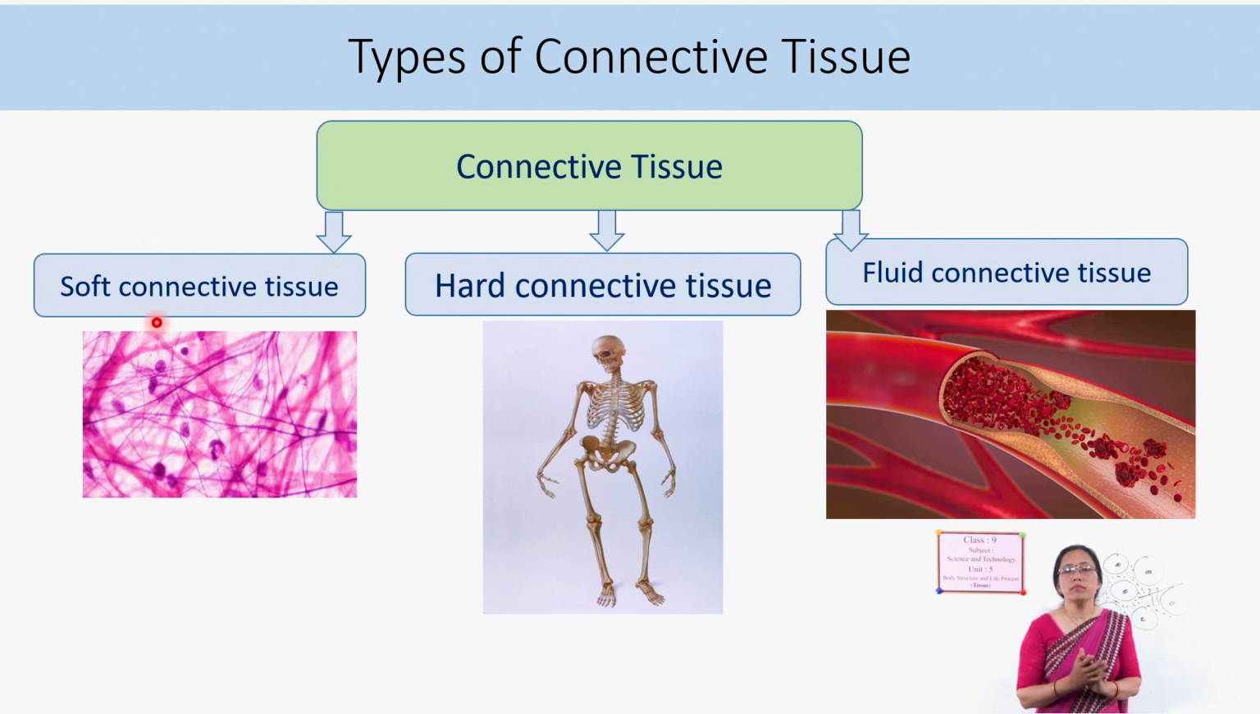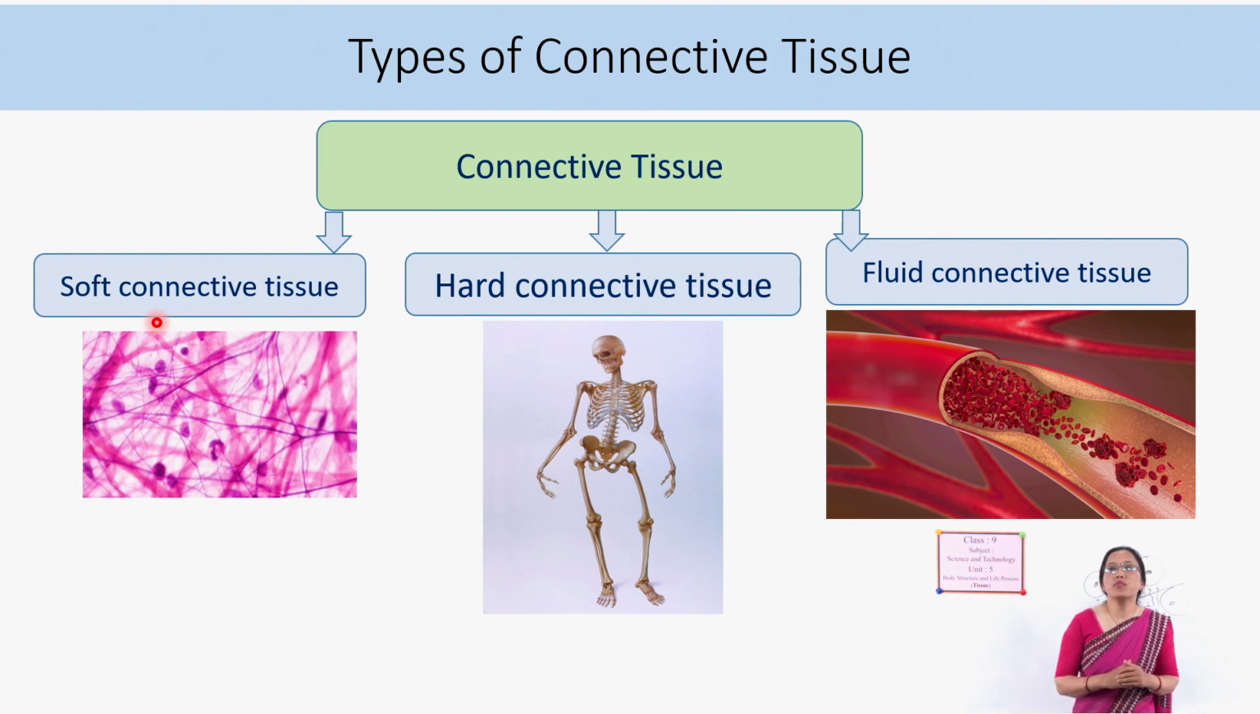Soft connective tissue means structurally it is soft in nature. Loosely arranged cells are present and some matrix fibers are present. Such type of connective tissues are called soft connective tissue. Whereas hard connective tissue means, if we see the structure of it, it is very hard. Due to deposition of calcium in the intercellular space, it is very hard, just like our bones.